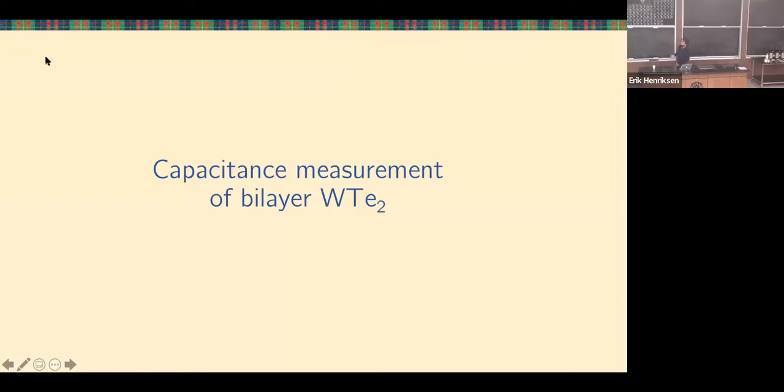Okay, so our measurement, the thing that we know how to do in my lab, is make capacitance measurements, and make capacitance measurements of very, very small objects.